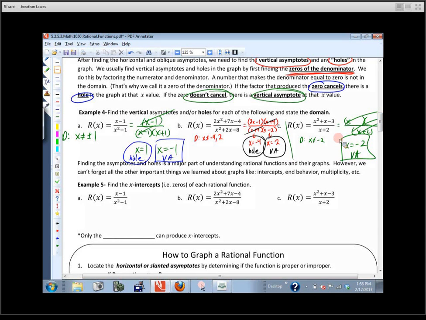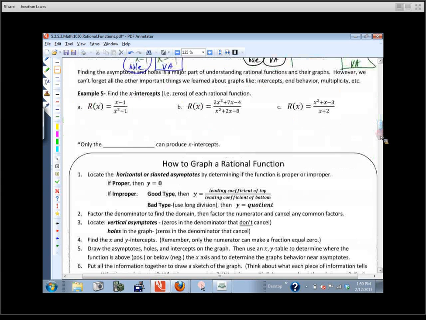Would it be possible that we get a problem where it would cancel, or no matter what, we would have to have a vertical asymptote? No, there are graphs that don't have any vertical asymptotes. We'll do some that don't have any vertical asymptotes. We'll do some that don't have any vertical asymptotes or holes. We'll do some that just have a hole here or there. Some that have vertical asymptotes and no holes. All right. Any questions?